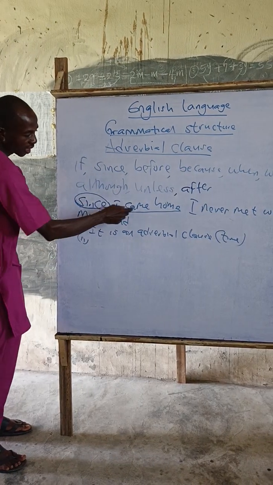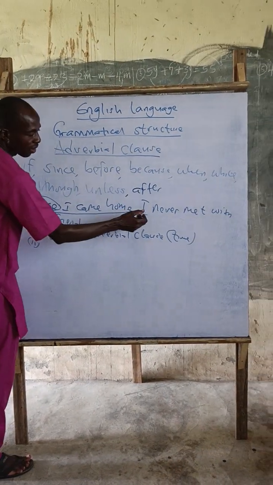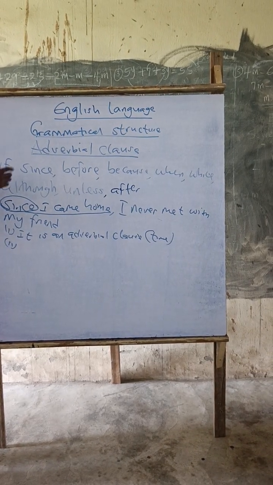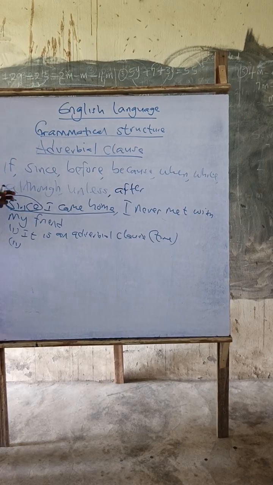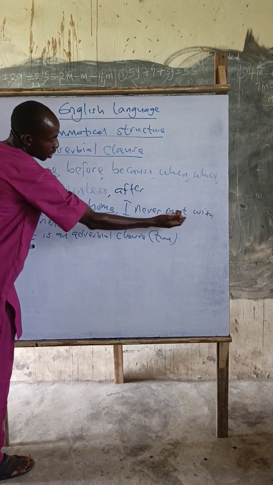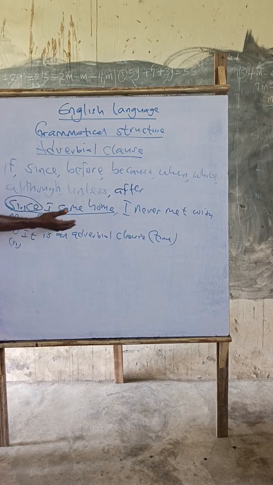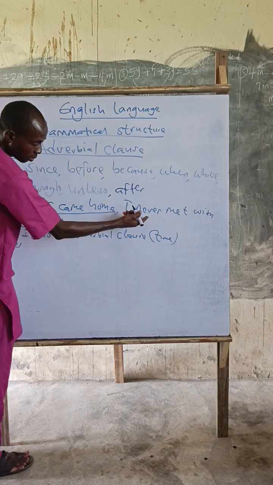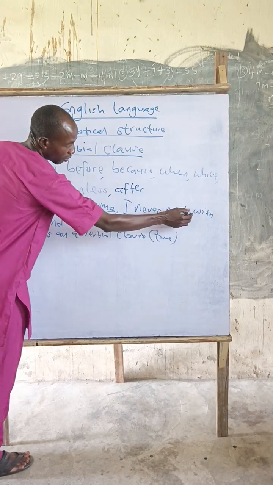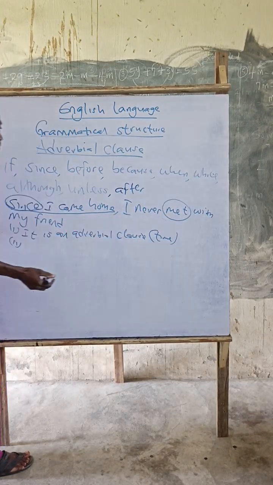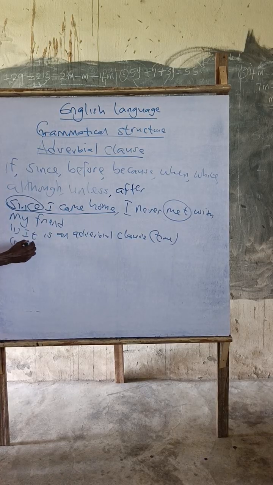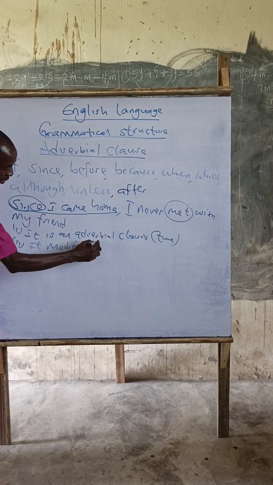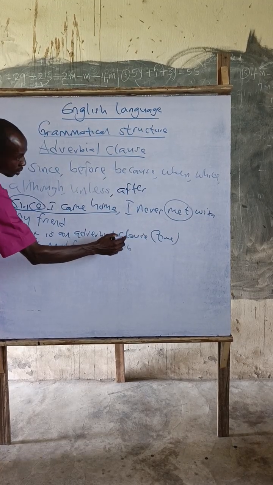So you can see that since I came home, what happened? I never met with my friend. So now trace it. Don't forget, an adverb modifies a verb. This is a complete section of the whole sentence. This one is a pronoun, and this is the verb. This is the only verb and the first verb that you're going to meet here. And so it modifies the verb met.